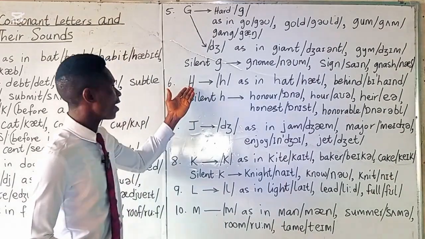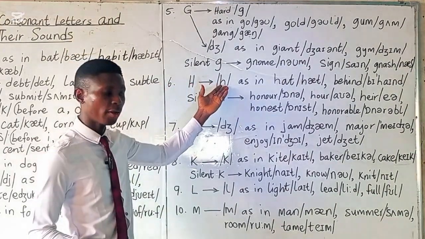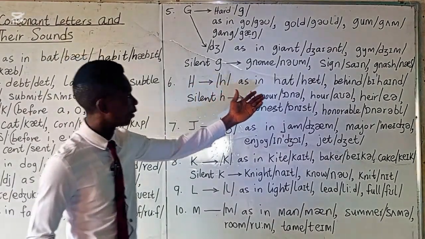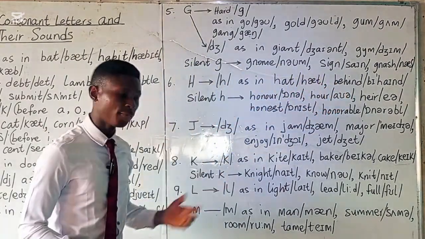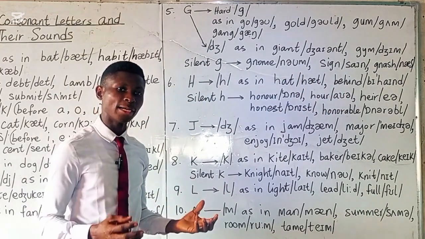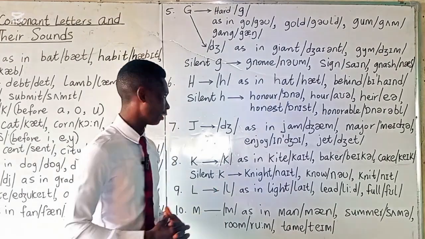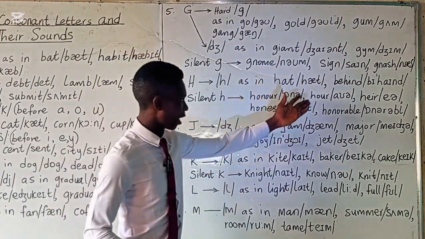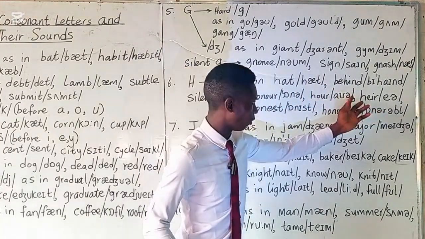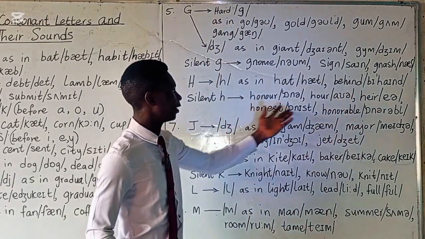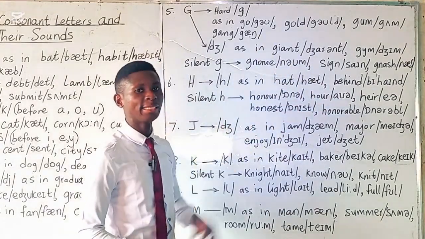Moreover, we have letter H representing the glottal sound, as in words like heart, behind. However, there are some words that have letter H, but the letter H is not articulated. Words like honor, hour, honest, honorable. So these words have silent letter H.